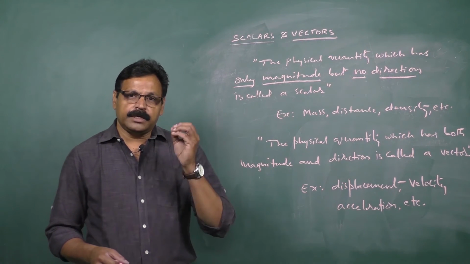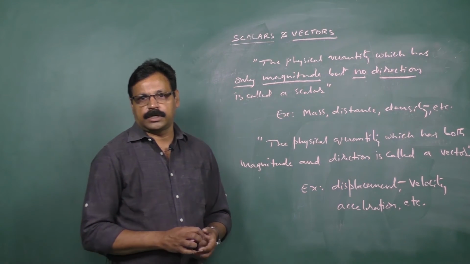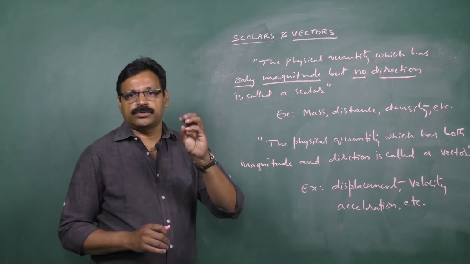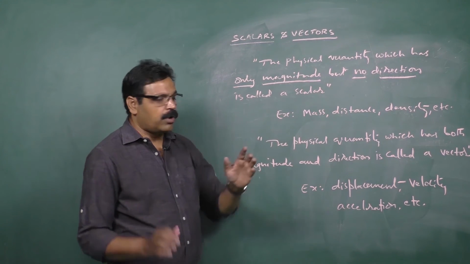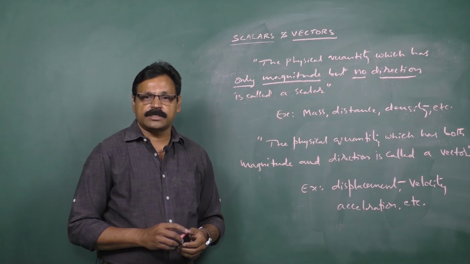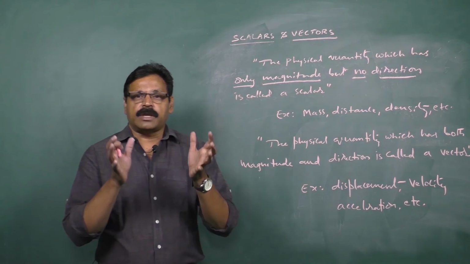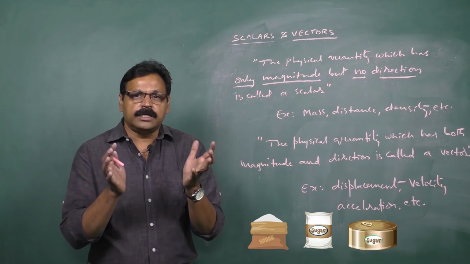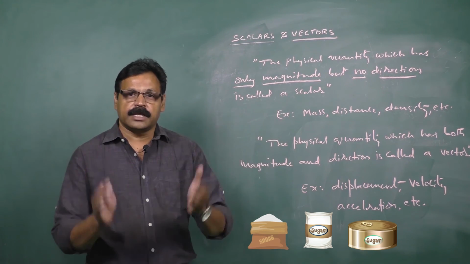So what does it mean by a scalar? In physics, we generally come across various physical quantities. So based upon the directional property, we categorize them into two types. So a scalar is the physical quantity which has only magnitude but no direction. So example, mass. Suppose 1 kg of sugar I call. So sugar is a certain quantity and it has nothing to do with the directional property. That is the reason it is a scalar.